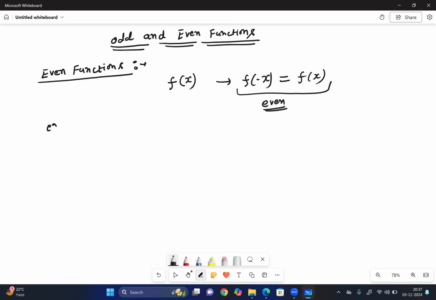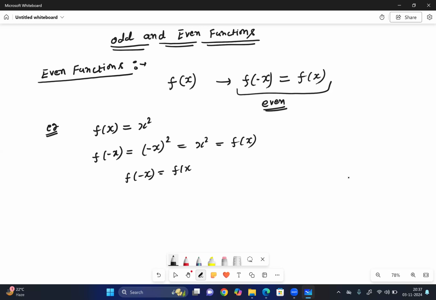For example, let's say f(x) is equal to x square, very simple. And if I'm writing f(minus x), what am I writing here? Minus x whole square, which is x square, which is the same as f(x). So we can see here, f(minus x) is equal to f(x). So f(x) is equal to x square is an even function, isn't it?